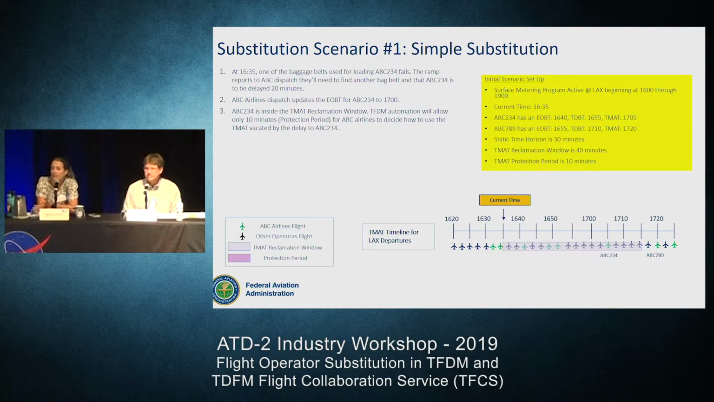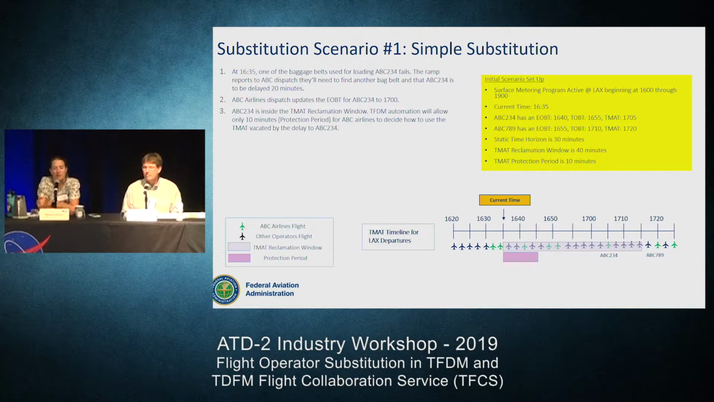So you essentially have 10 minutes to decide, do I want to substitute this flight? Do I want just TFDM to reassign the TMAT and let it go? Maybe you only have 1 or 2 flights and you have no other flights that you can substitute into that slot. That decision needs to get made in this 10 minutes essentially. So it's not a lot of time, but it is that period to allow TFDM to take back that slot if you don't take action in that 10 minutes. So this is where the flight operator will make the decision how to use that TMAT that is going to now be sitting empty as a result of the delayed flight.